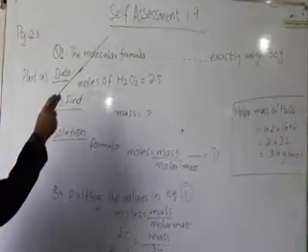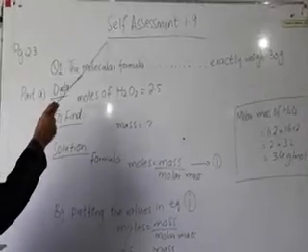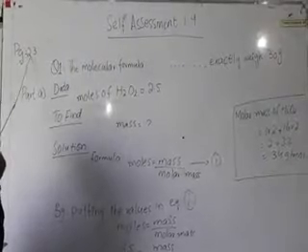Now, using the equations we discussed earlier, we are going to solve self-assessment 1.9 on page number 23 of your textbook.